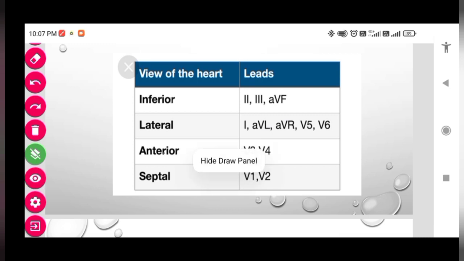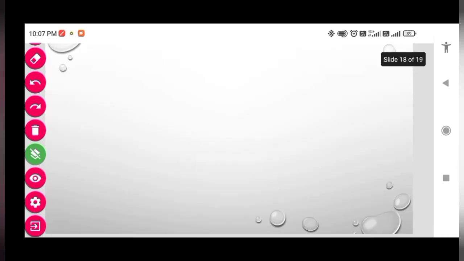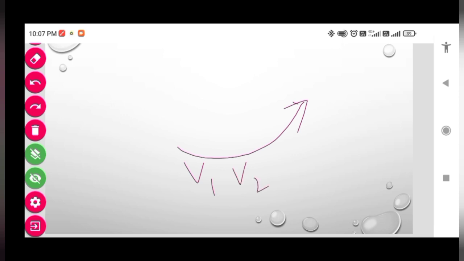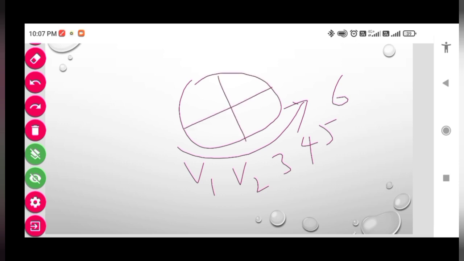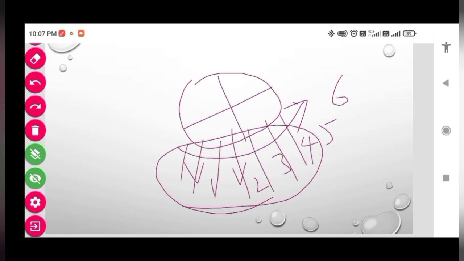Okay, so let me show you. So when we are placing V1 to V6 like this, V1, V2, V3, V4, V5 and V6. So heart is situated like this, right? Like this. This is the horizontal section, right? So this V1 to V4 represent the anterior wall of the heart, right? And V5 and V6 represent the lateral wall of the heart, right?